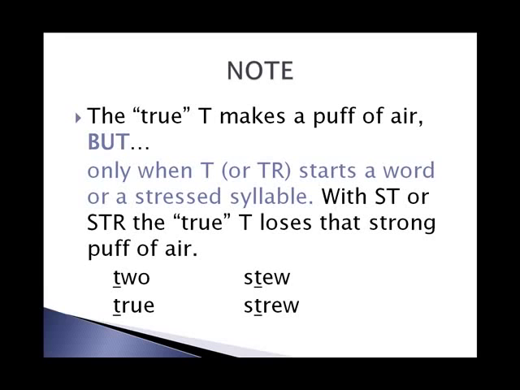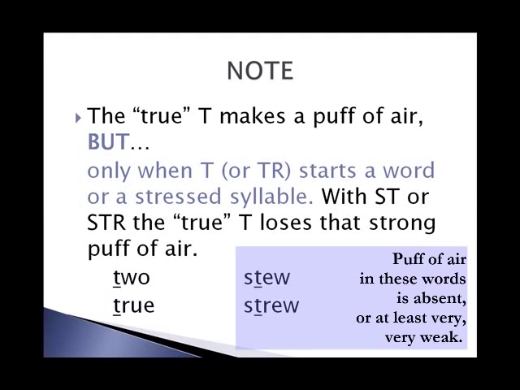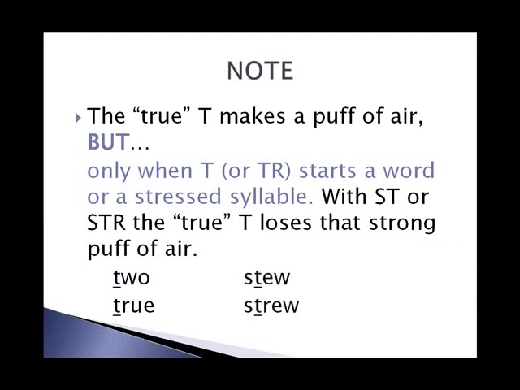See? Now let me note one very important point. The true T makes a puff of air, but only when T, or TR, starts a word or a stressed syllable. With ST or STR, the true T loses that strong puff of air. So in the words to and true, we have the puff of air. But in stew and strew, that strong puff of air is absent. Take your hand and place it in front of your lips, say these 4 words, and you will feel the difference.